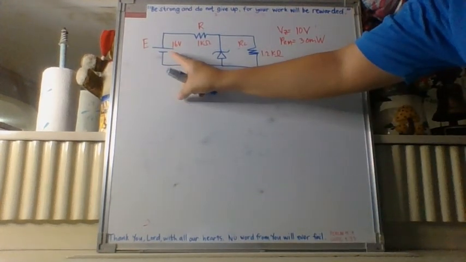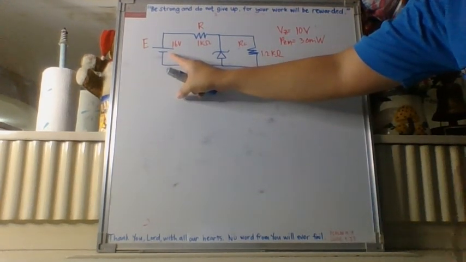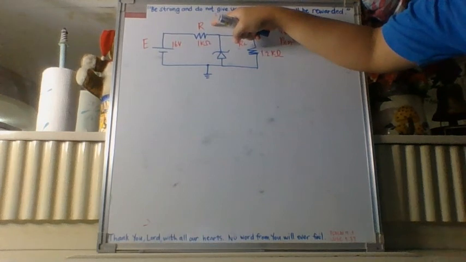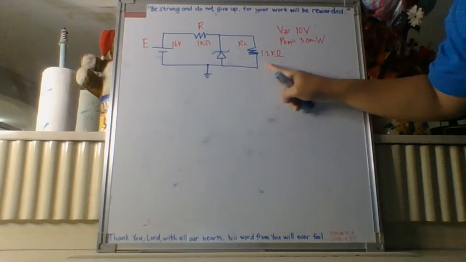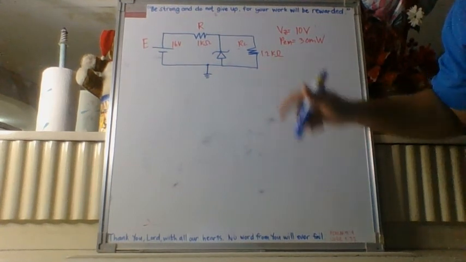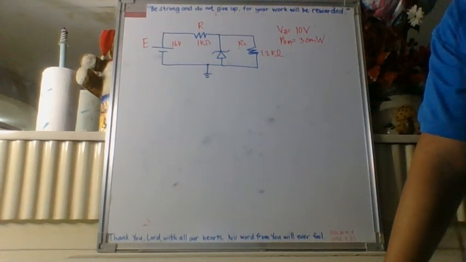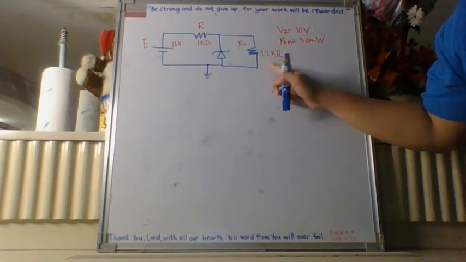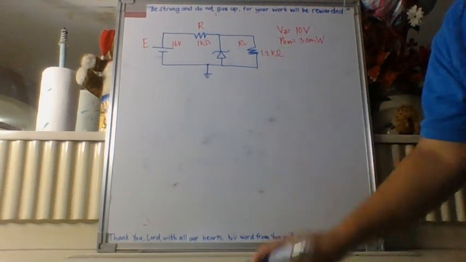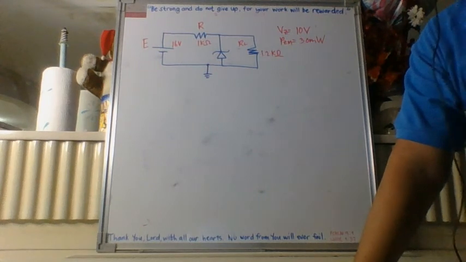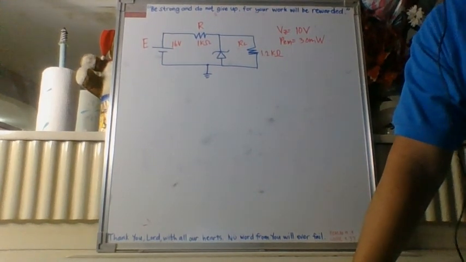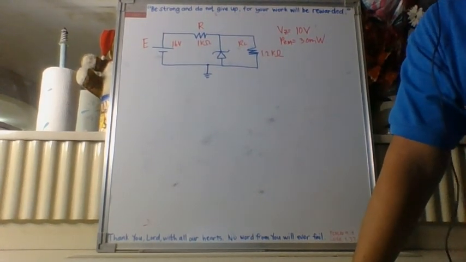We have an input DC voltage. We have a series limiting resistor. We have the Zener diode, and we have a resistive load. For the purpose of this discussion, we're just going to use a resistive load. But in real life, pwedeng load natin is not purely resistive. So pwede siyang maging IC or pwede siyang maging transistor.